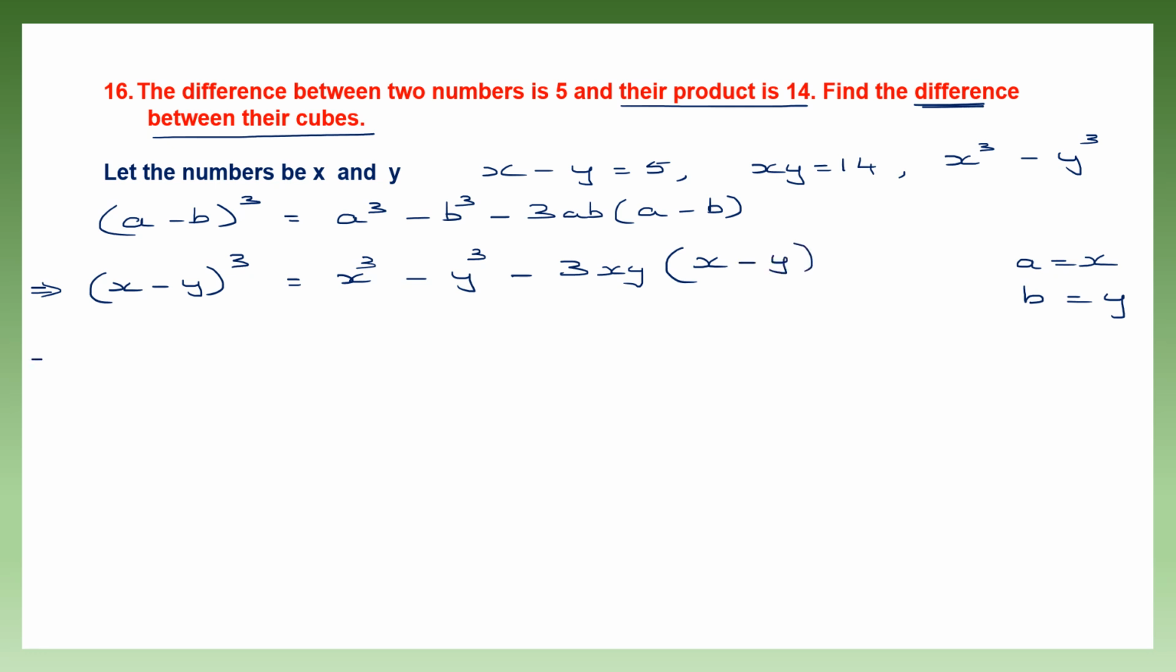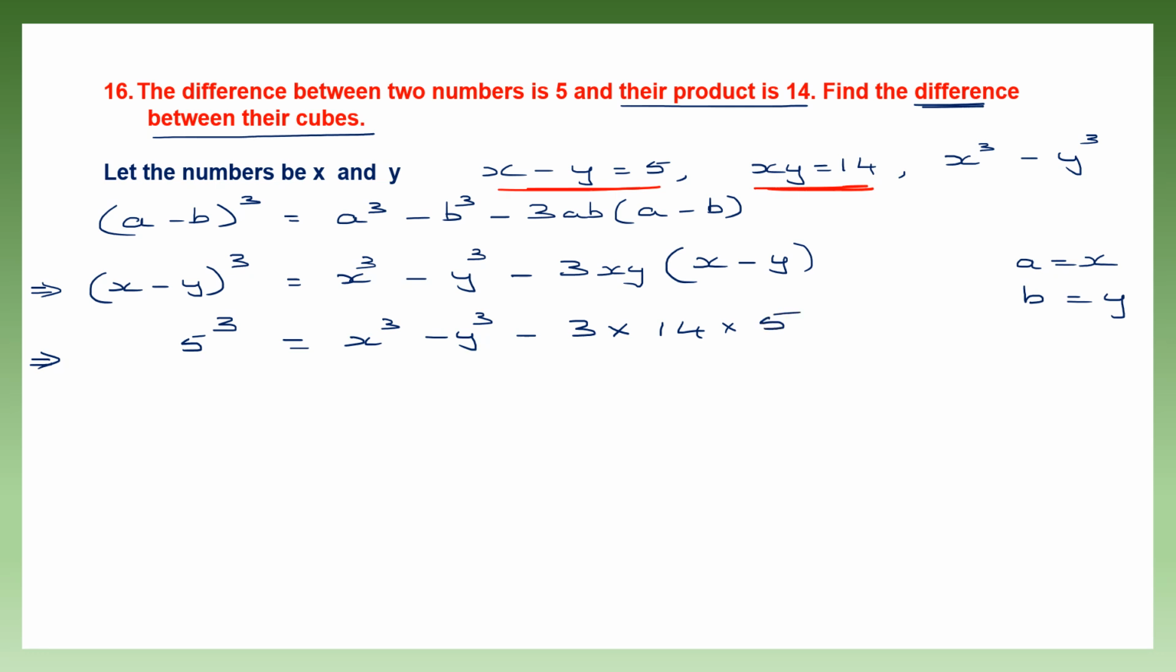So here let's substitute wherever we can. Now x minus y we already know is 5. That is what we were told in the beginning. So x minus y is 5. So we can write 5 here, but since it is x minus y cubed, this also is cubed. Now here x cubed minus y cubed is what we should find. Minus 3 into xy, and xy also is given to us in the question. xy is 14 and x minus y is also given to us, and that is 5.